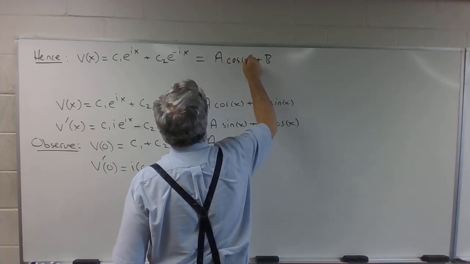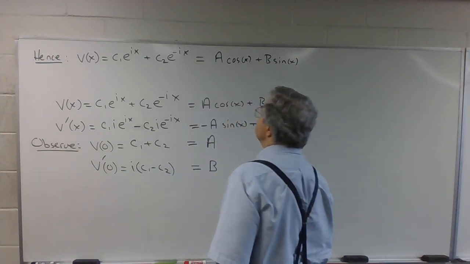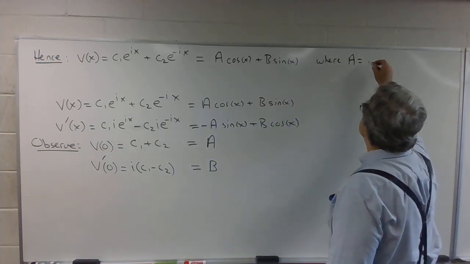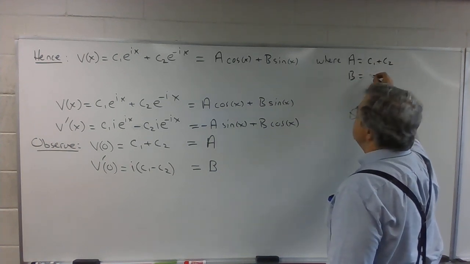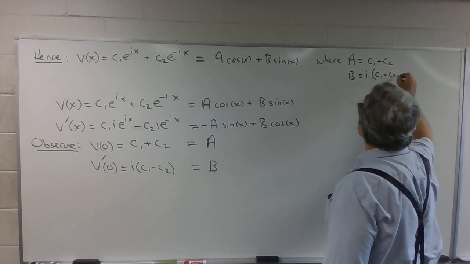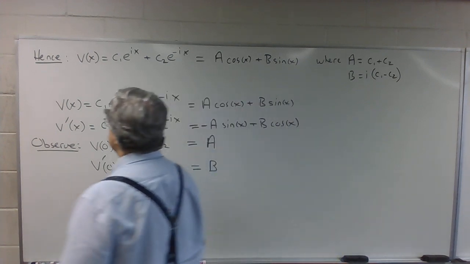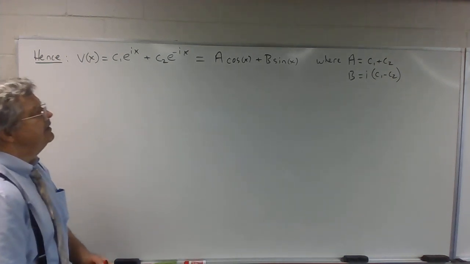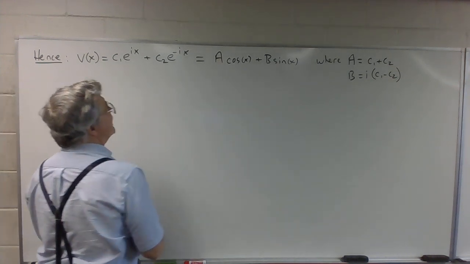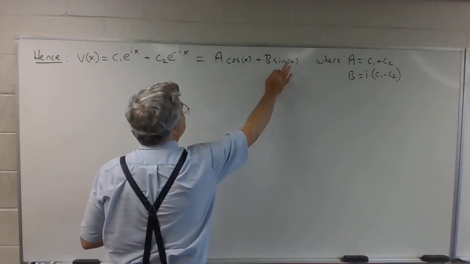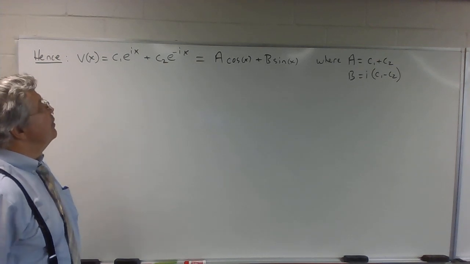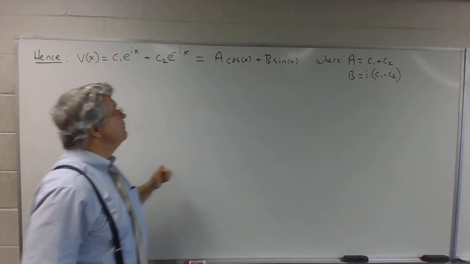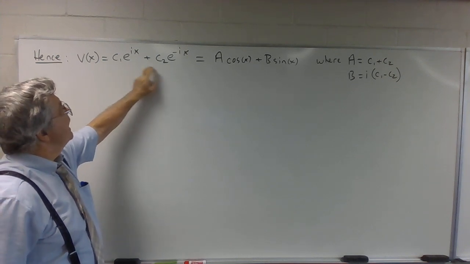A cosine of x plus b sine of x. And we found out that a equals c1 plus c2, and b equals i times c1 minus c2. So they are not the sine and cosine. Cosine of x is not equal to e to the ix, and sine x is not equal to e to the negative ix. But cosine and sine, the linear combination of cosine and sine, are a linear combination of e to the ix and e to the negative ix.